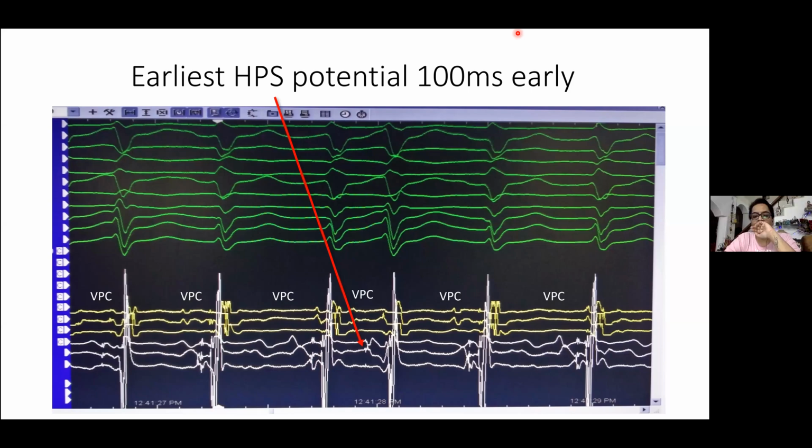And if you see its baseline, there is an incomplete left bundle branch block, which does not occur in a healthy heart. There must be some disease which you may not pick up with the echo.